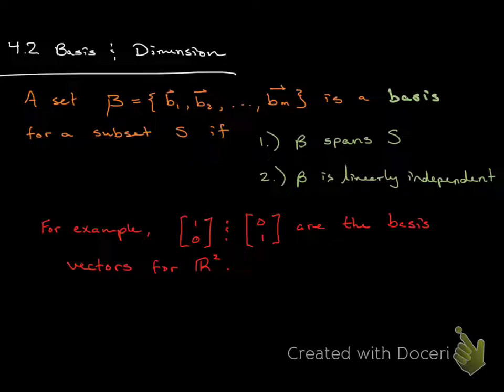We can come up with basis vectors for all sorts of different kinds of sets, but the main idea is that it's the easiest way to write a set of vectors, right? And all the combinations of them.